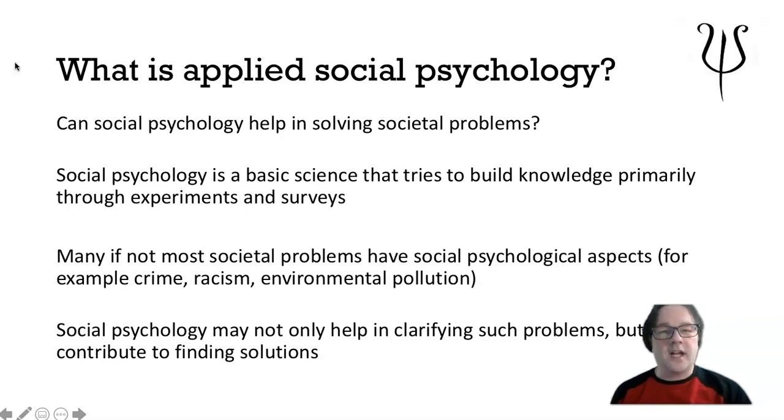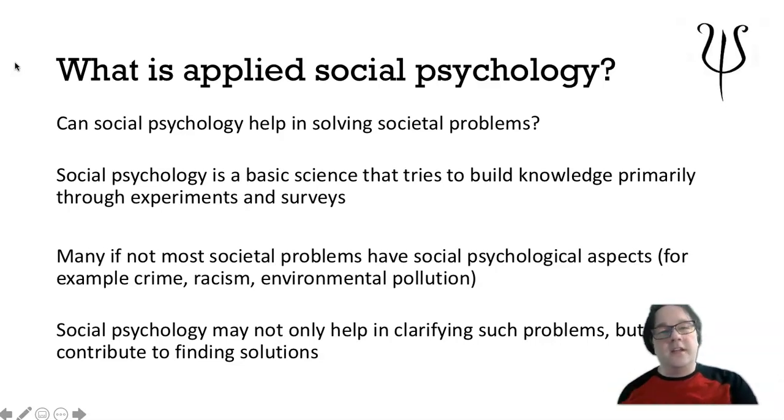So social psychology is a basic science, but it's very easily applied, right? It's a basic science in the sense that the goal of social psychology is to understand how humans think, feel, and behave in social situations. The goal is not necessarily to solve the world's problems or to solve societal issues. The goal is to understand humans and human nature, right? Particularly in social contexts, in social situations.